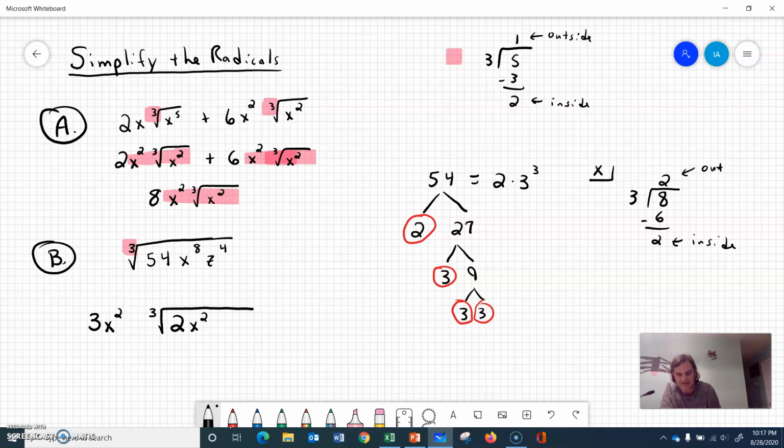And then the last thing we have to worry about is the z to the fourth. So 3 goes into 4 one time with a remainder of 1. How coincidental. So the one up top is the outside and the one on the bottom is the inside. So we'll have a z on the outside and a z on the inside. When we simplify as far as we can, 3x squared z times the cube root of 2x squared z.